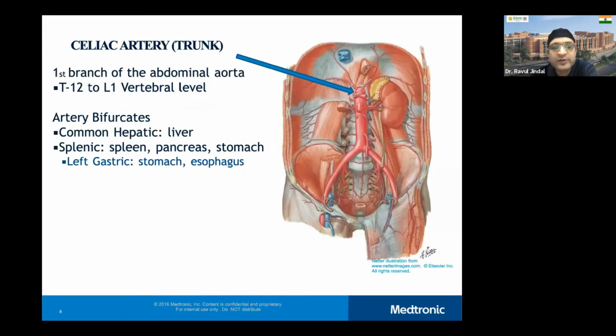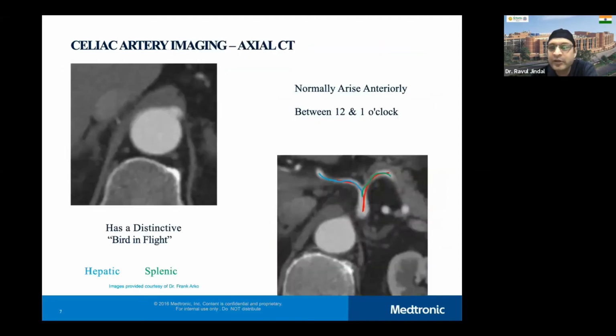Let's start with the first branch, which comes out from the abdominal aorta, what we call the celiac artery. It comes out at the level of T12 to L1, and it bifurcates immediately into the common hepatic artery, which goes into the liver, and the splenic artery. The splenic artery further supplies the spleen, pancreas, stomach, and the lower part of the esophagus. If you look at celiac artery imaging on a CT scan, it normally arises anteriorly between 12 and 1 o'clock.